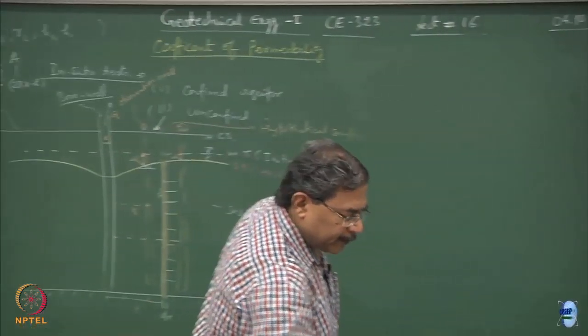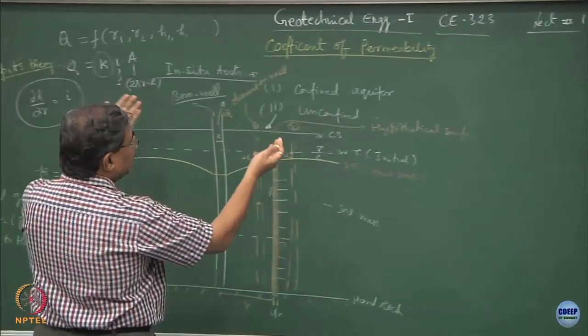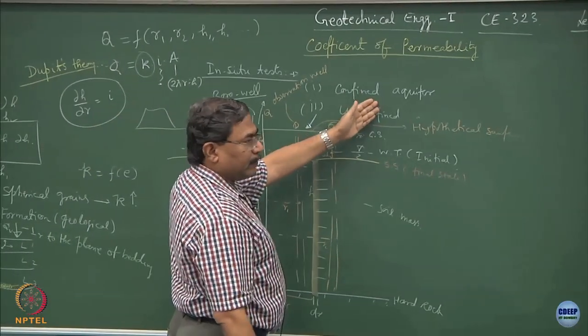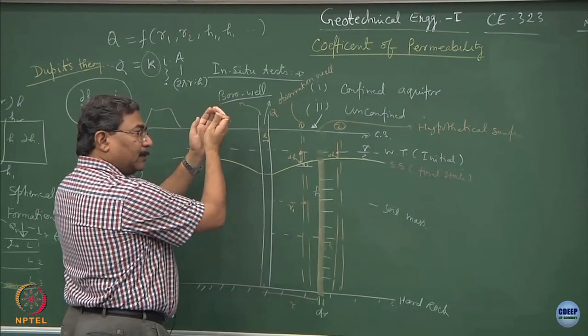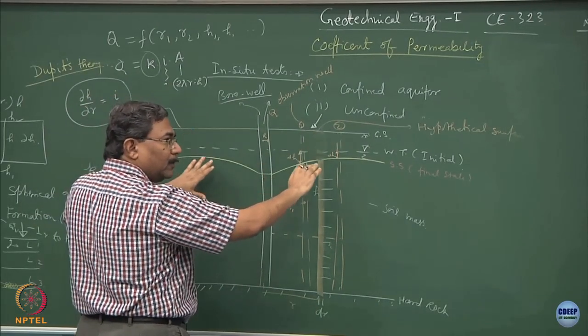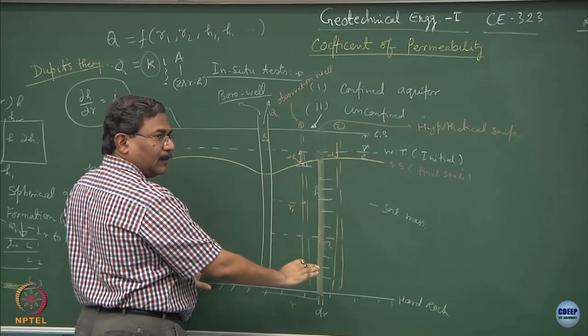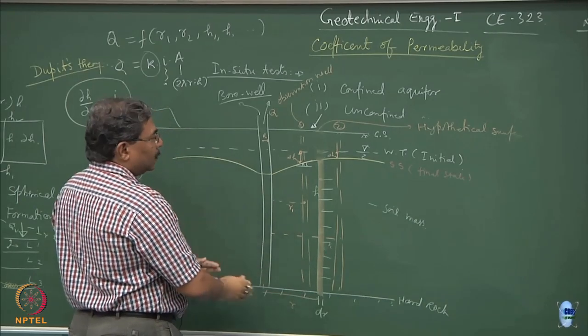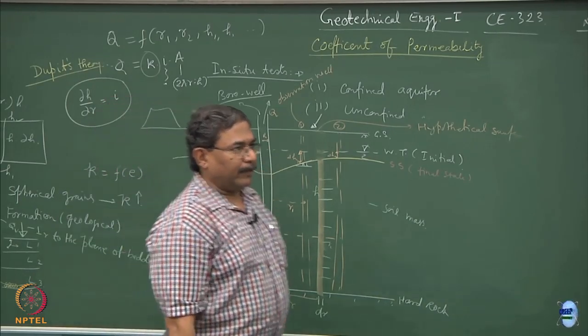The difference between this situation, which is now, so basically, what is the difference between unconfined and confined aquifers? The more you take out water, the more the water table keeps on dropping. There is no constraint on this. So these types of aquifers are known as unconfined aquifers.